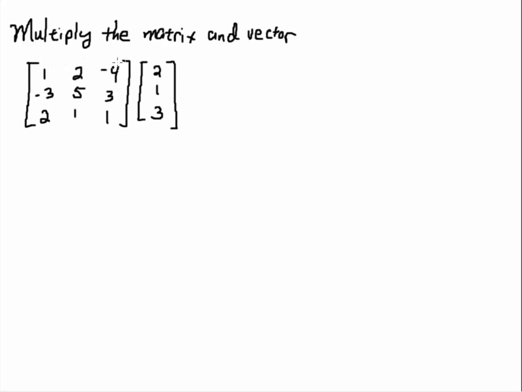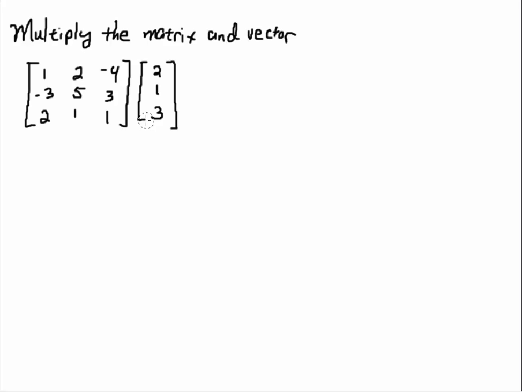by the first row component by component. So you take 2 times 1 plus 2 times 1 here plus 4 times 3, and then you add them together. Then you take this column vector and you multiply it by this row, so you'd have 2 times minus 3 plus 1 times 5 plus 3 times 3, and you add all that together. Then you take 2 times 2 plus 1 times 1 plus 3 times 3, and you add them all together. Okay, I want to offer you a slightly different perspective.